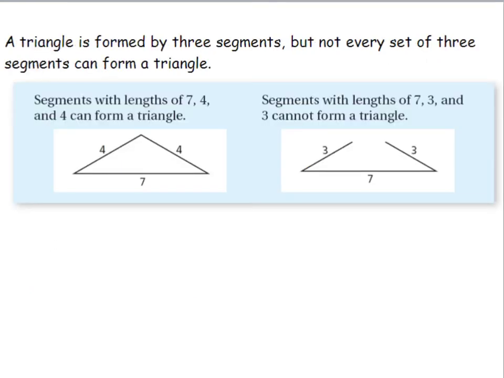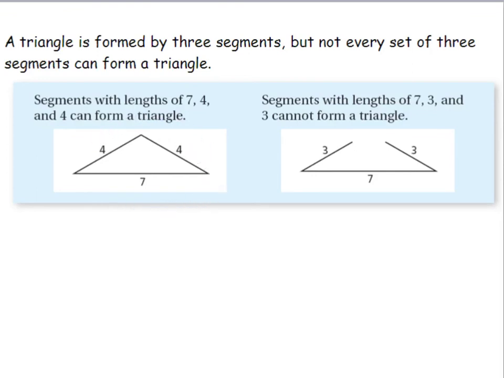So we all know that when I try to form a triangle, you need 3 segments to form a triangle. But not every set of 3 segments can actually come together to make a triangle. For example, in the first example that we have here, we've got segments of lengths 4, 4, and 7. And I can put them together to form a triangle.